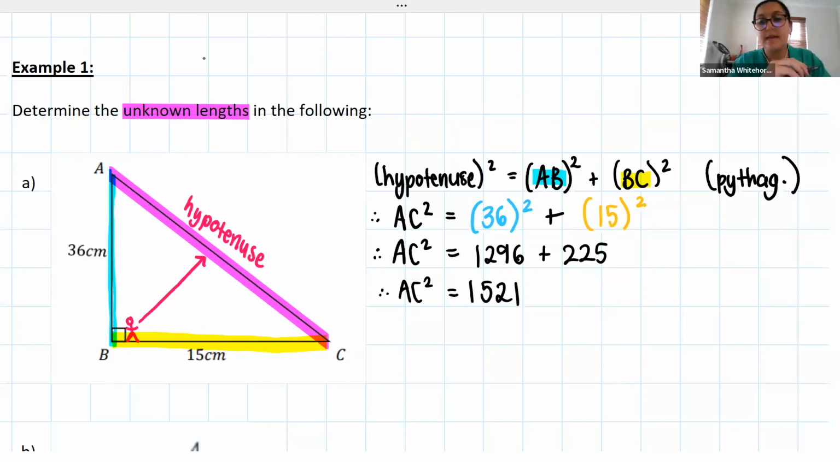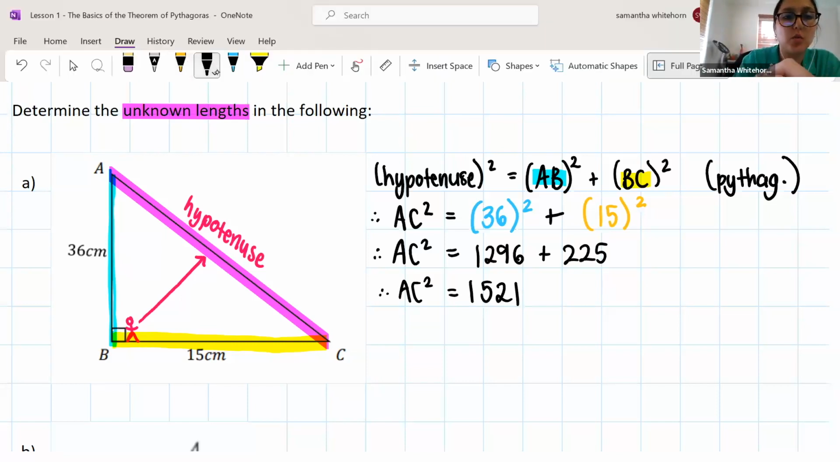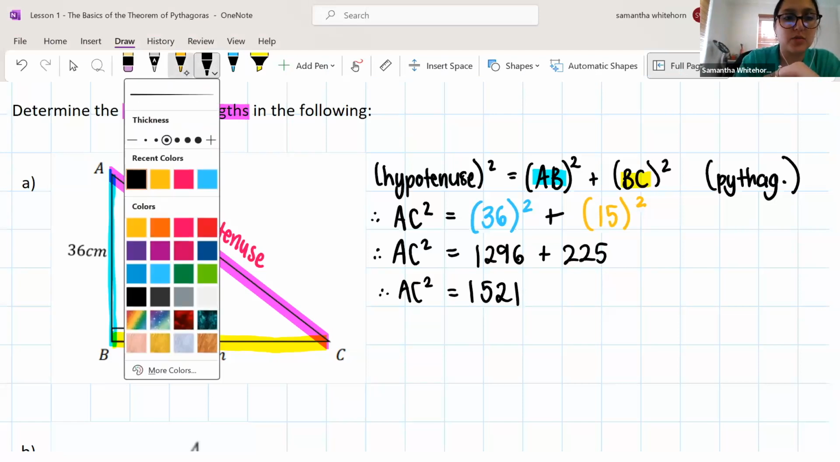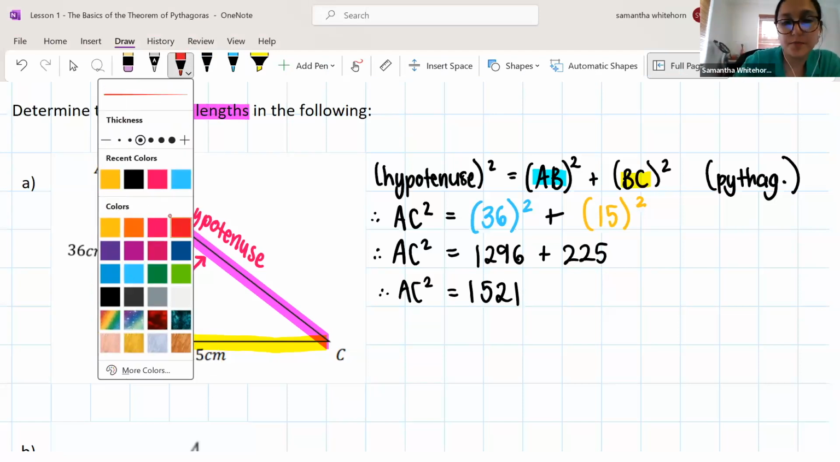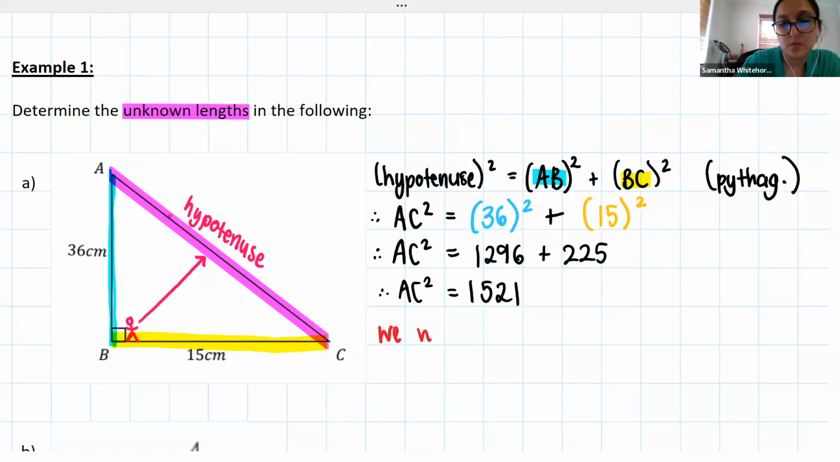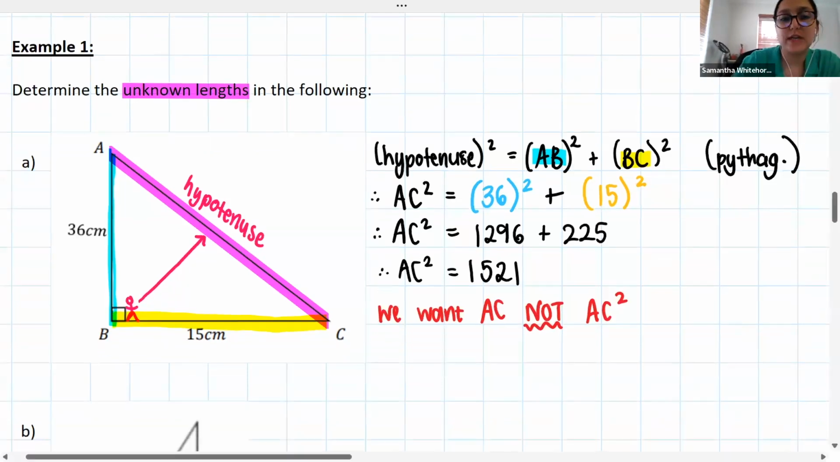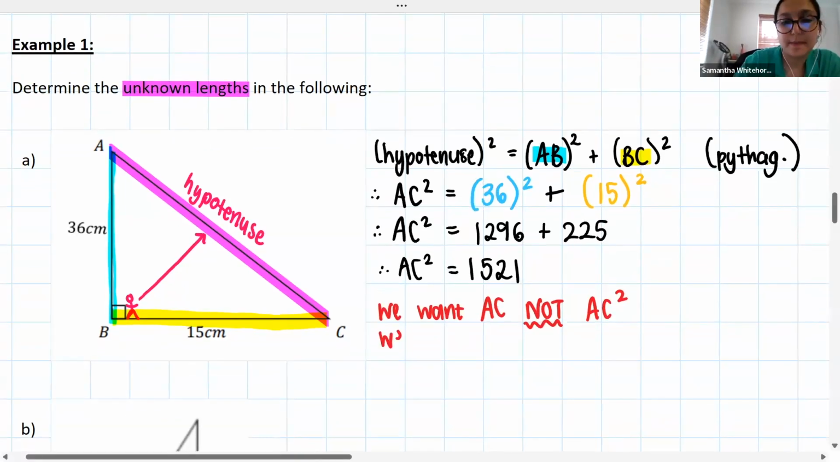1,521. Now, grade 8s, just hang on. You're all putting this on the chat, but just wait. What we want, and this is really important, what we're trying to solve for, so we want AC, not AC squared. So we need to get rid of the square.